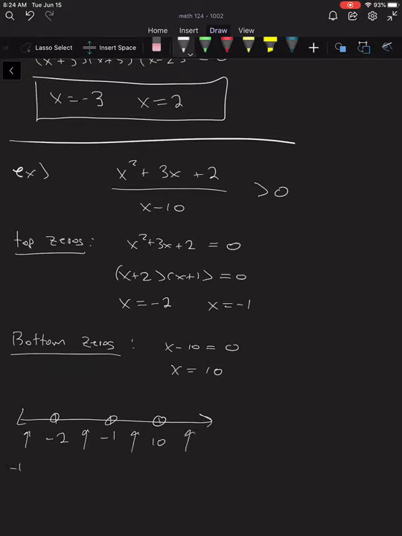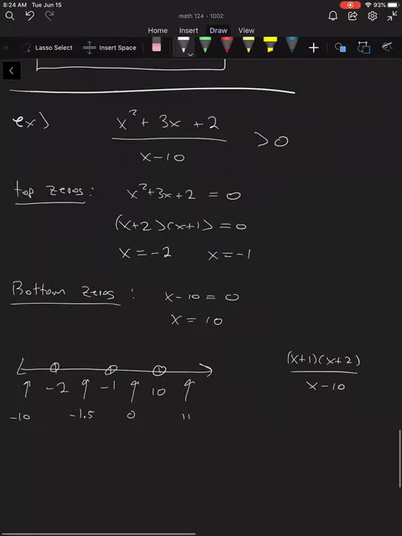Over here, we could choose minus 10. Over here, maybe minus 1.5. Here, we could choose 0. And here, we're going to choose 11. Then we plug them into this equation, but we want to make sure the top and the bottom are factored. We already factored the top: x plus 1, x plus 2. And the bottom is just x minus 10.